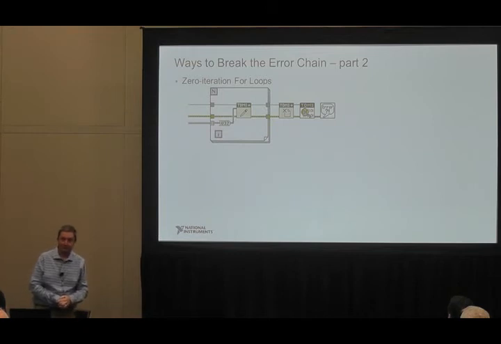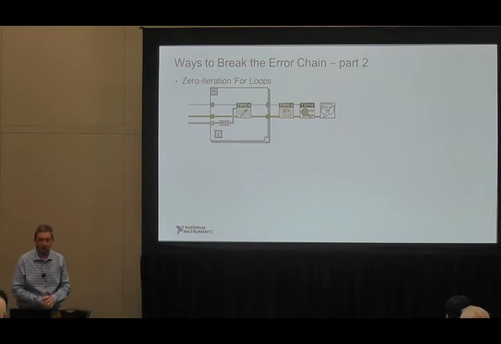And what that means is that the error tunnel coming out of the for loop is going to have no error on it. This is a huge question that comes up on the NI forums all the time with newer LabVIEW users. And it's something that I think requires more instruction and more communication for people to recognize what happens with a for loop when it runs 0 times.